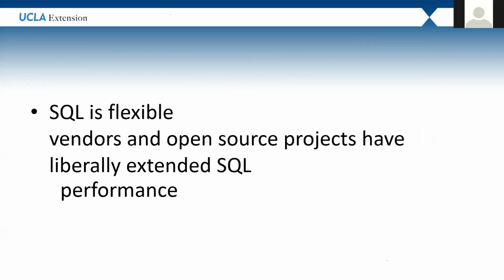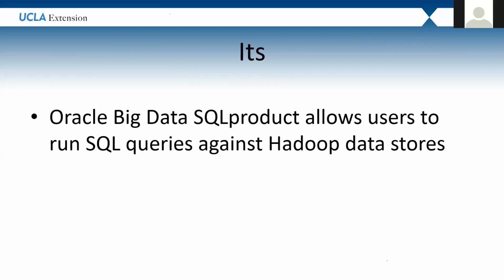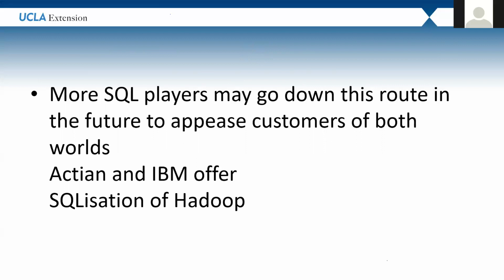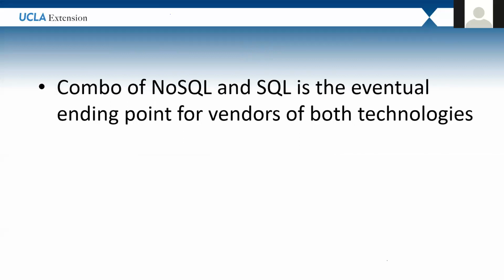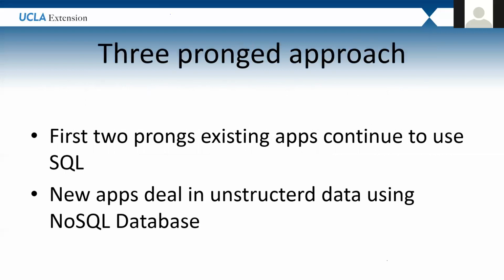Okay, SQL is flexible. Vendors and open source projects have liberally extended SQL. Oracle, the famous relational database company which I worked at, allows users to run SQL queries against Hadoop data stores. More SQL players may go down this route in the future to appease customers of both worlds. Actian and IBM offer SQLization of Hadoop. A combination of NoSQL and SQL is probably the future. So SQL is still important. It's not going to be just NoSQL. It's going to be NoSQL and SQL. They talk of a three-pronged approach.